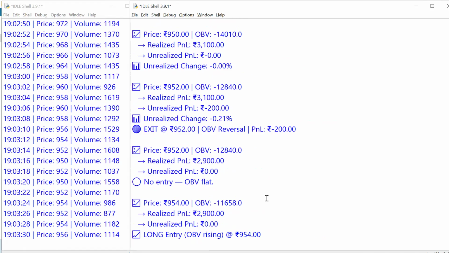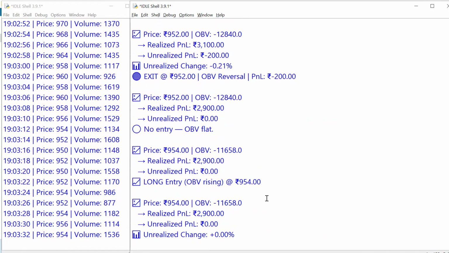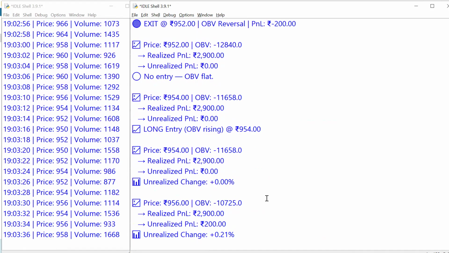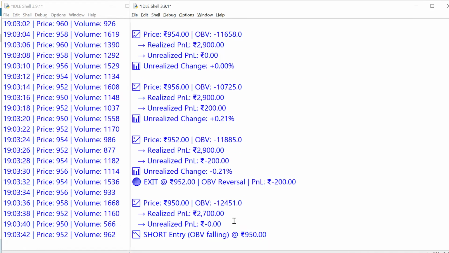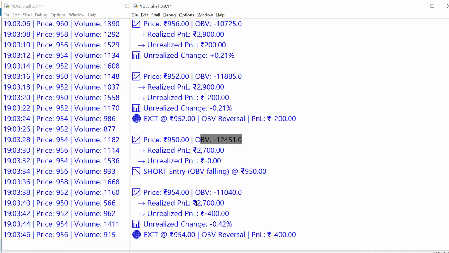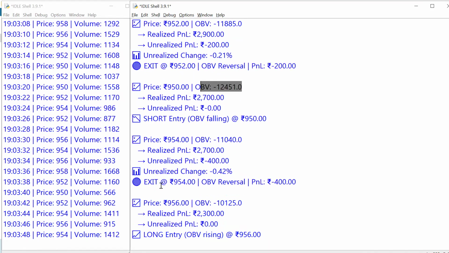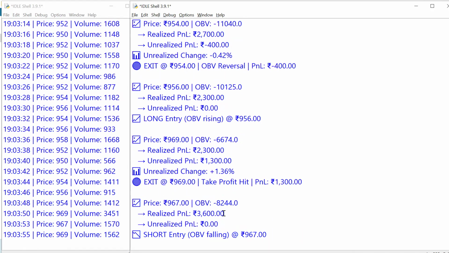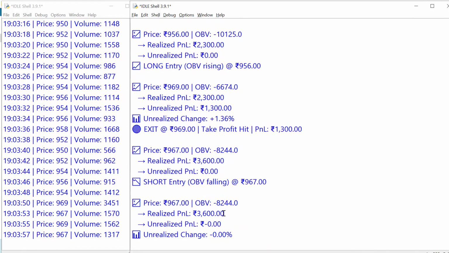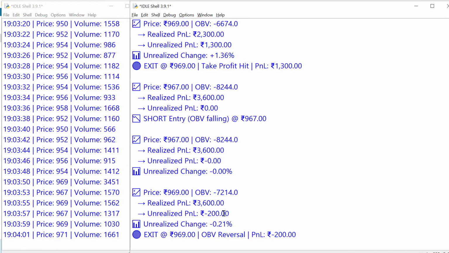Okay, I intentionally created a delay so that we can check what is happening. It's doing a live calculation of OBV, and it takes a trade based on whether the OBV is positive or negative with the price logic. So we got, okay, we booked a loss. Okay, we booked one profit. Okay, it's happening so fast. You can see the OBV is falling or OBV is increasing. The calculation is going very fast.